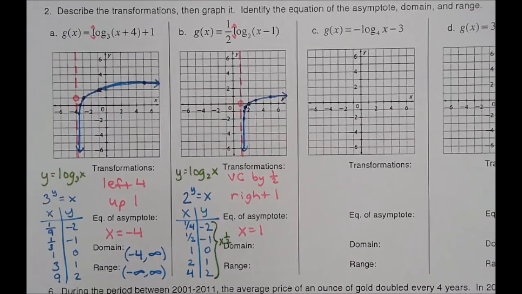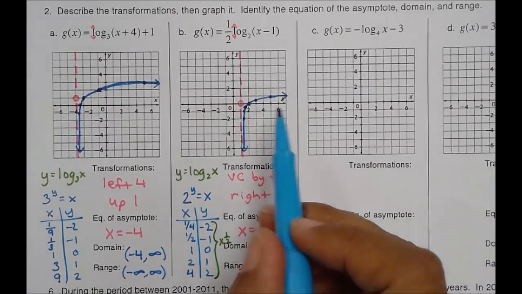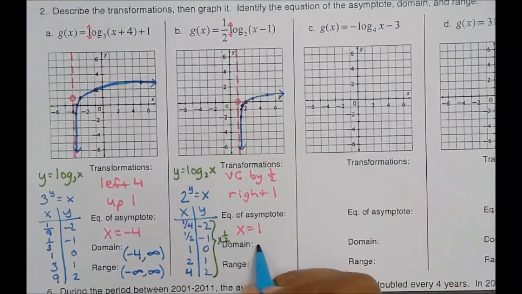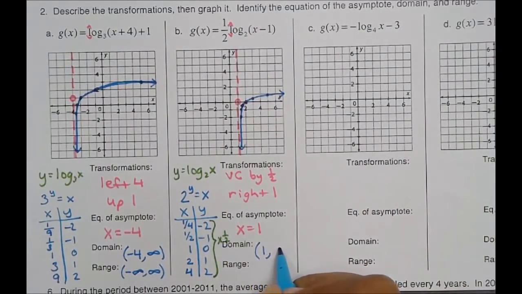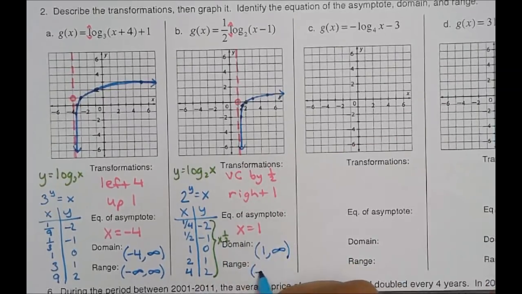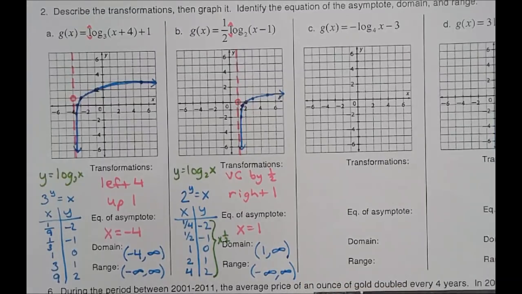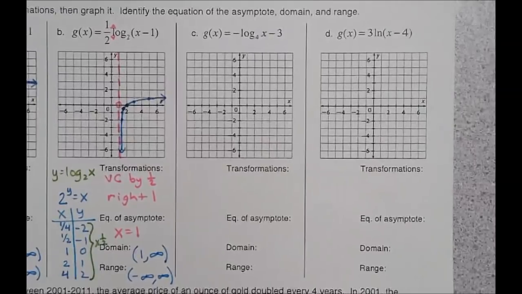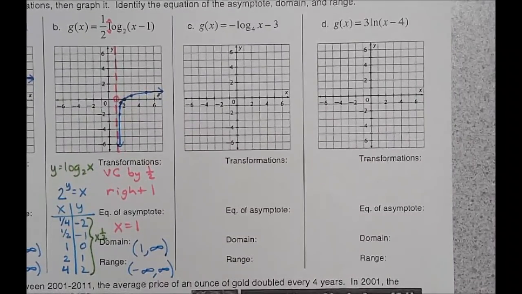Okay, so the domain. This graph does not go left and right. It actually starts at 1 before it goes to the right. It does not include 1, so it's a parenthesis. This does go up and down, so it goes from -infinity to +infinity. Okay, let's go ahead and go to the next one.